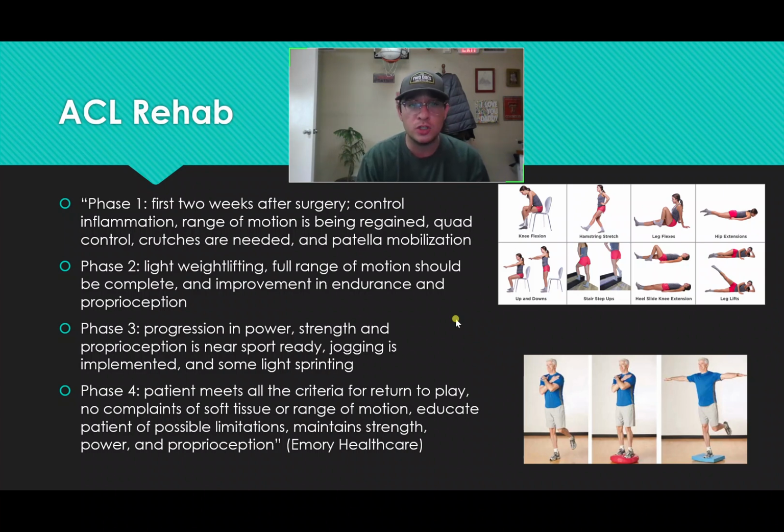And then the fourth phase is going back to return to play. The patient meets all the criteria. No complaints of soft tissue damage or range of motion. That's a very important one. You don't want any soft tissue damage or range of motion not being there, because that means inflammation might start up again, and you would have to restart that whole process if that is a problem.